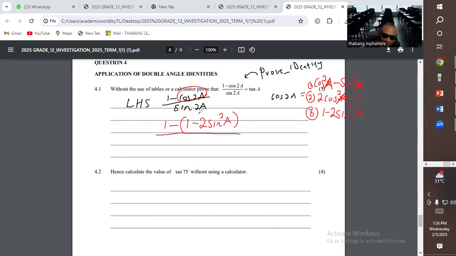Sine 2A is also a double angle, and sine 2A equals 2 sine A cos A. We're talking about the double angle identity. So when you see sine 2A, you can substitute it with 2 sine A cos A. This is something that you need to know, guys, and it is also there on your formula sheet.